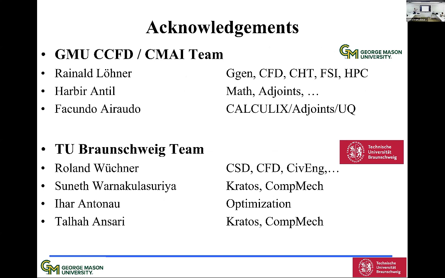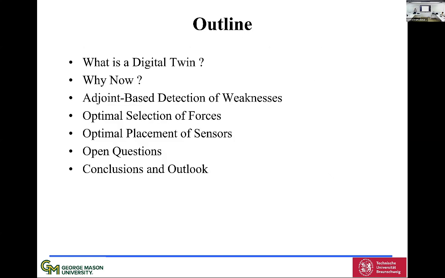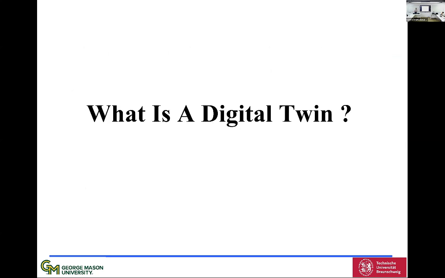So before I go on, this is an acknowledgement of everybody that has contributed to this work. We have a team at George Mason. We also have a team in Braunschweig, and you can see there that we are also trying to work with several different packages so that whatever we developed is general enough that it can be used by any finite element package. So this is an outline. If I put digital twin in the title, I better say a few words about digital twins. Why now? And then the adjoint-based detection of weaknesses, and then subtopics under that, like the selection of forces, sensors, and so on, and then some conclusions at the end.